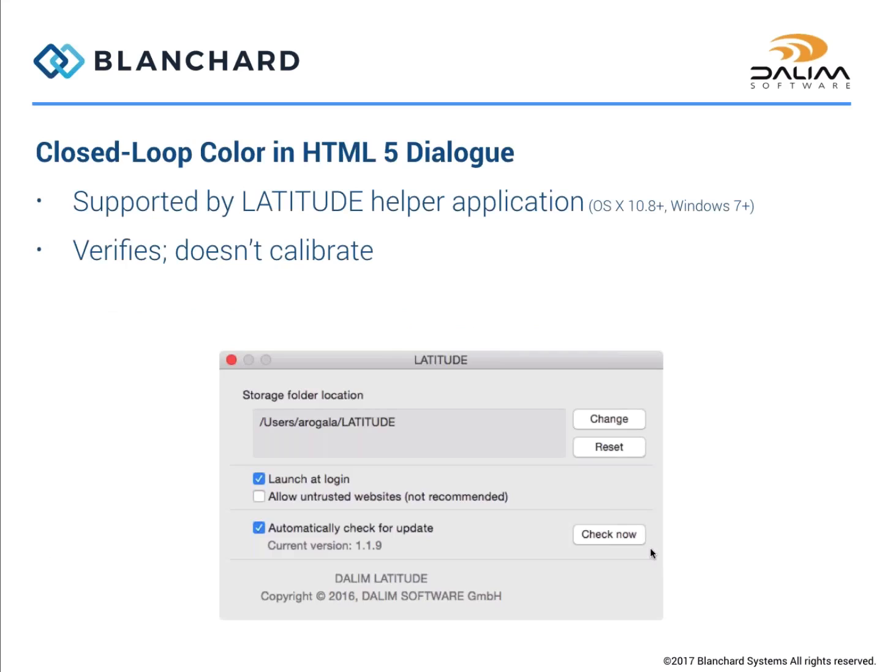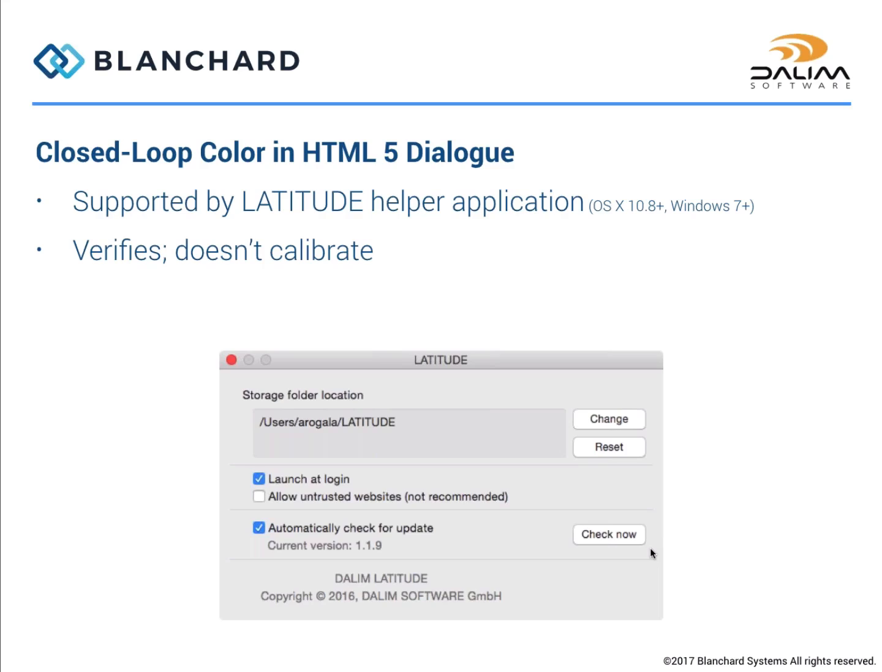And Dialog now supports, in Dialog 5.1, closed-loop color with ES. This is supported by the Latitude Helper application, which will run on most recent versions of Mac OS or Windows, because ES doesn't have the same access to your file system as it did under Java.